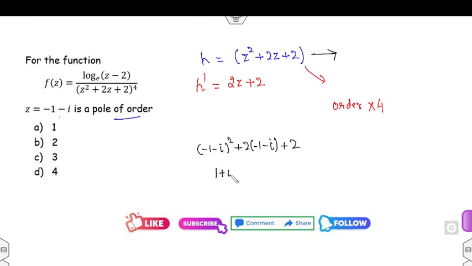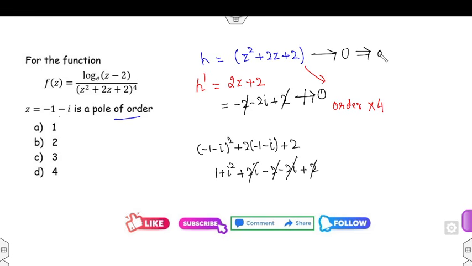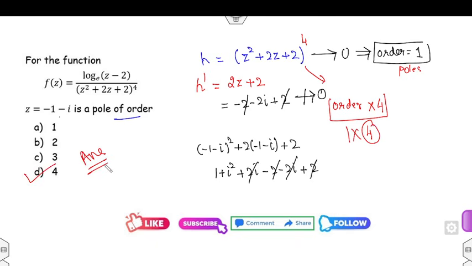So it is 1 plus iota square plus 2 iota minus 2 iota plus 2. This is cancelled, it goes to 0. Look at this value, it's minus 2 iota plus 2. It does not go to 0. That means this h has the order 1. This pole has order 1. Then this power 4 has order 4. 1 into 4 is 4, the right answer of this.